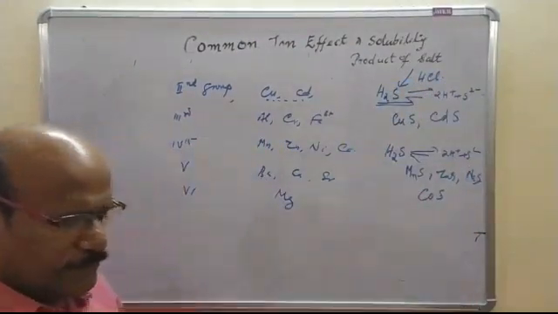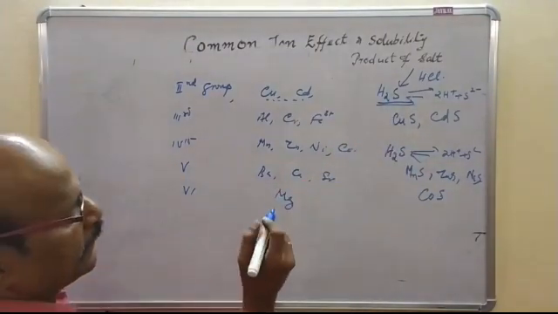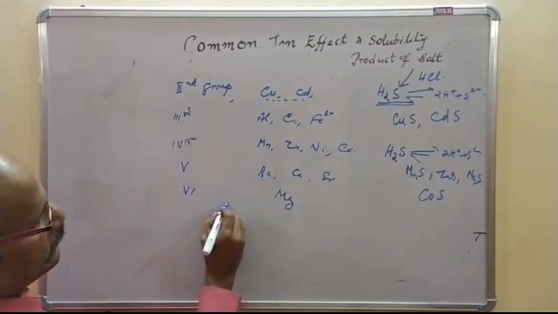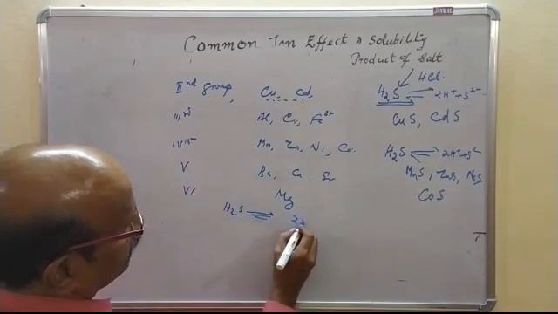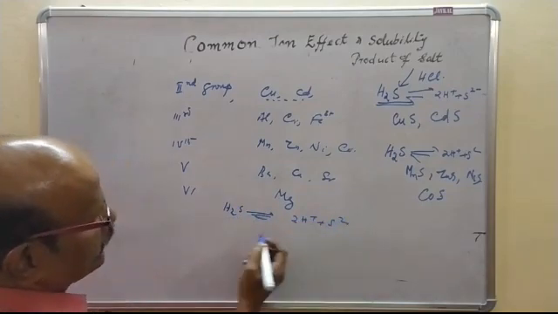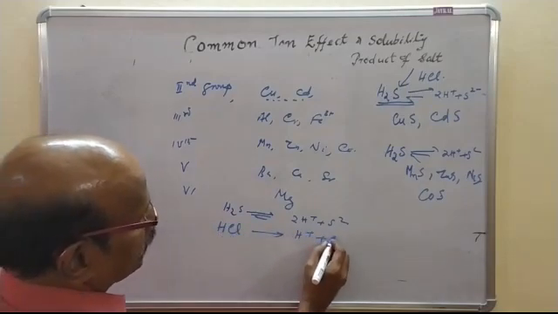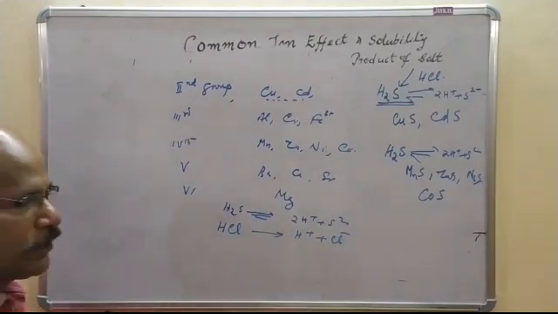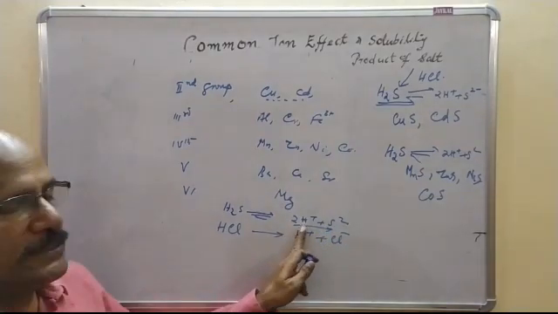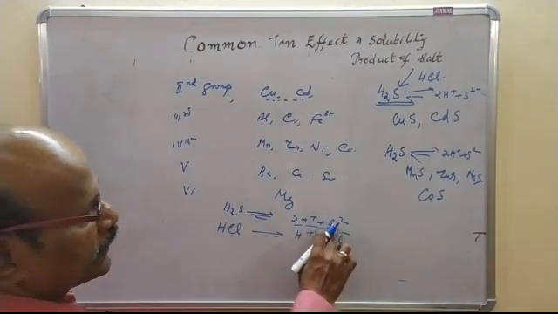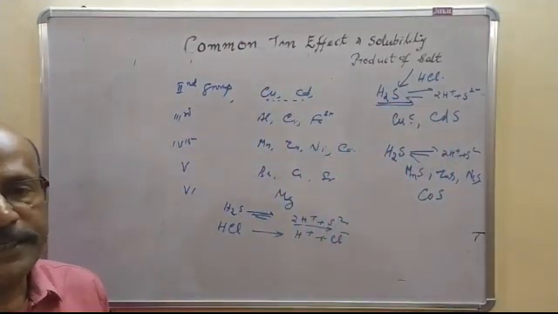In the second group analysis, we are passing hydrogen sulfide in the presence of HCl, because HCl furnishes the common ion, H plus. Because of the common ion H plus, the ionization of hydrogen sulfide is suppressed, so that the sulfide ion concentration is considerably reduced.